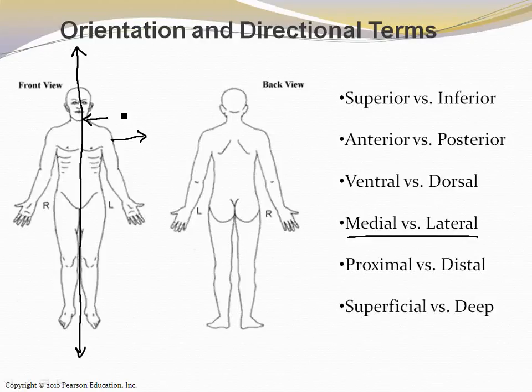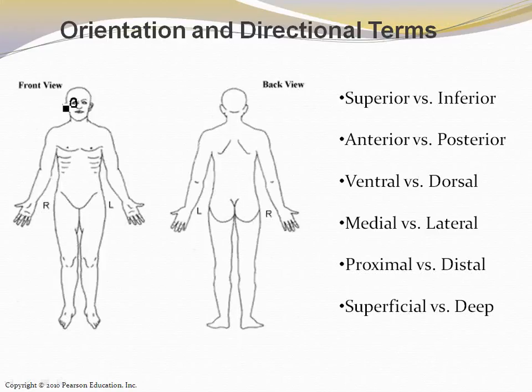Okay? So let's think about the eyes versus the ears. And then here's your imaginary midline, sort of kind of through the center of the body. I didn't draw that too straight. But as you can tell, imaginary midline here, the eye is going to be closer to that midline, so it is medial to the ear. The ear is lateral to the eye. Okay, so that one's not really all that hard.